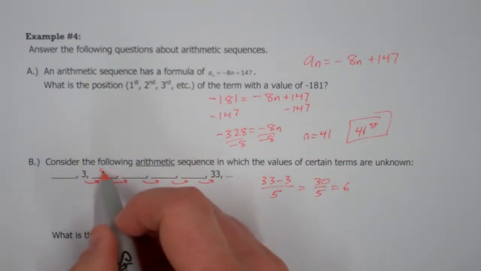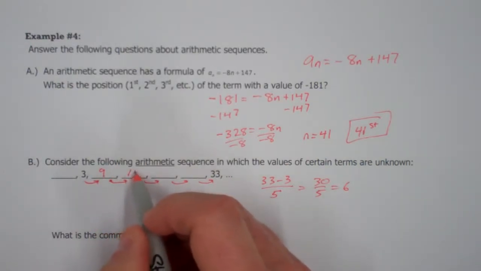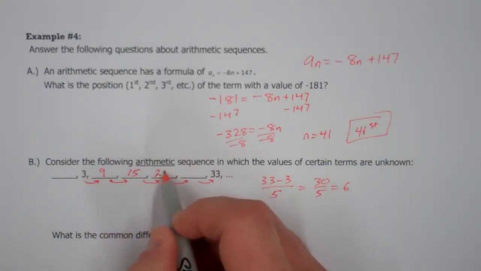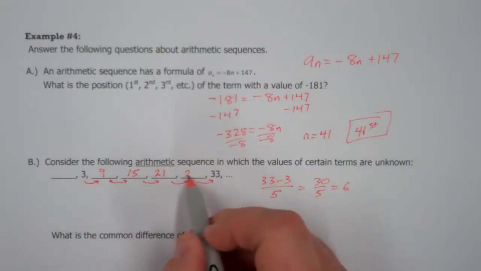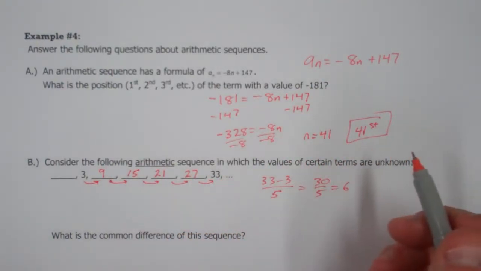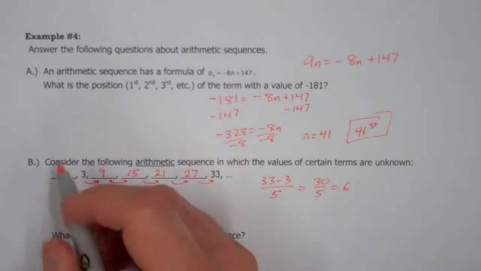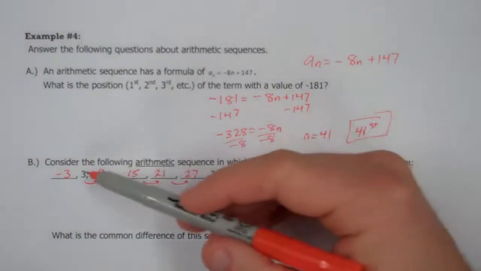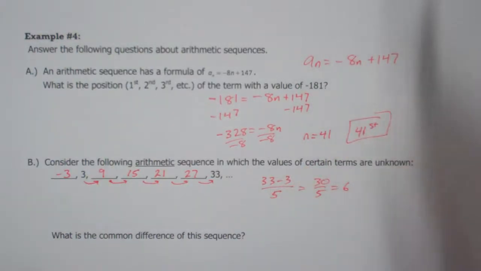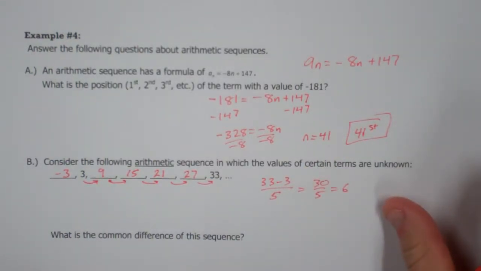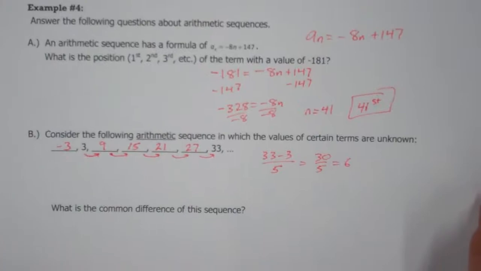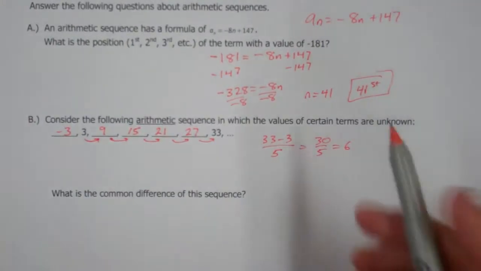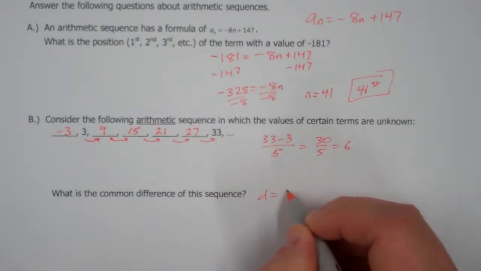So 3 plus 6 is 9, plus 6 is 15, plus 6 is 21, plus 6 is 27, plus 6 is 33. We could back up 6, and the first one is going to be negative 3. You could guess and check here with this one, but I think this is a more mathematical and a quicker approach. We're asked to find the common difference of this sequence, and the common difference is 6.